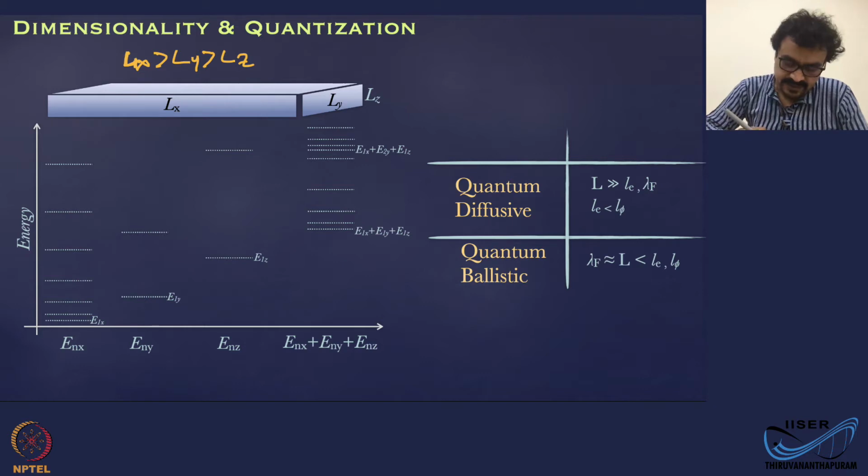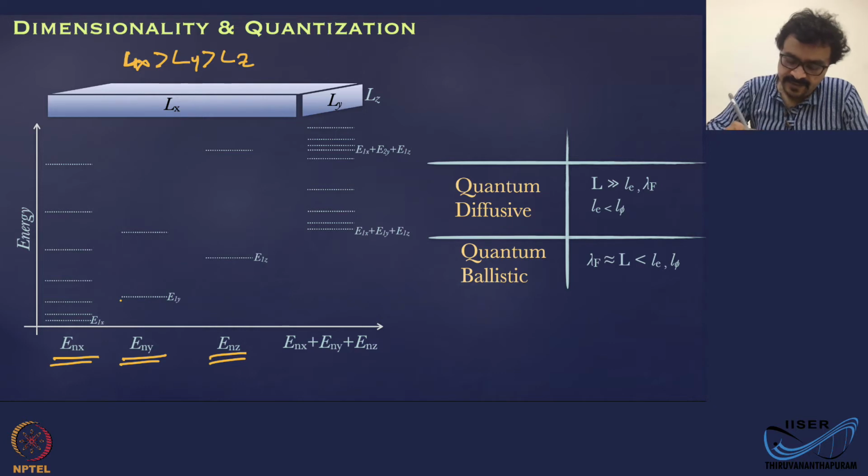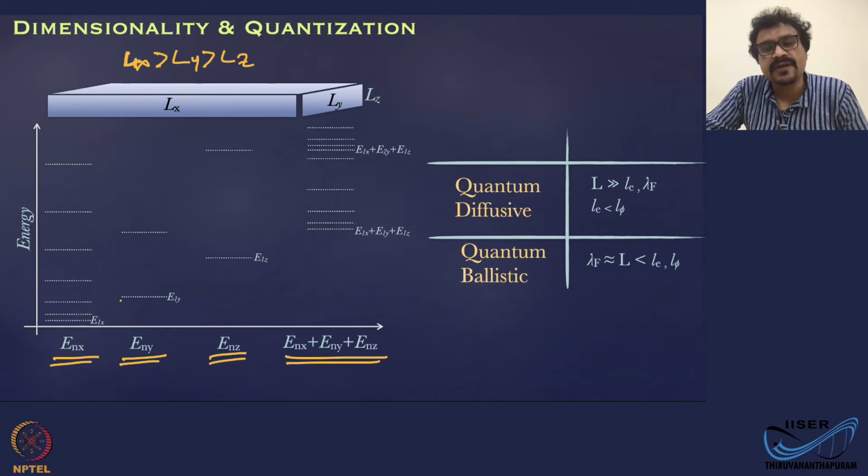you can say that the energy along these three directions, that is the energy quantization, is given by these three expressions. For example, in the Ex component, the quantized levels are close by because Lx is larger, Ey is slightly further, and Ez is even further. The levels are even further apart. And the total energy, that is Ex plus Ey plus Ez, is given by this. Okay, that's what it is.